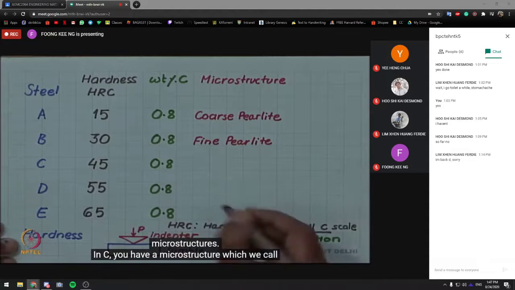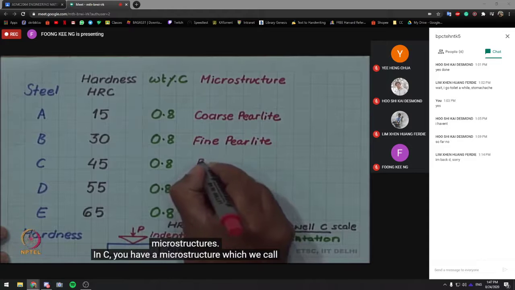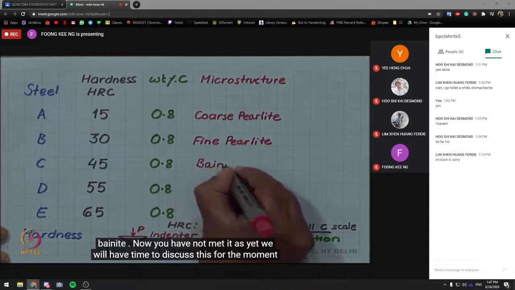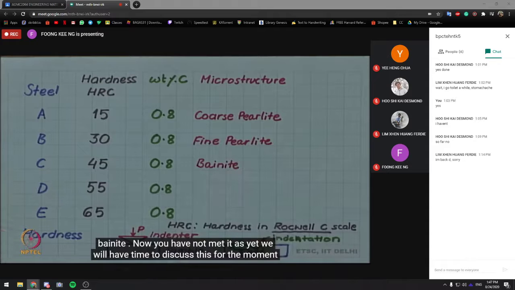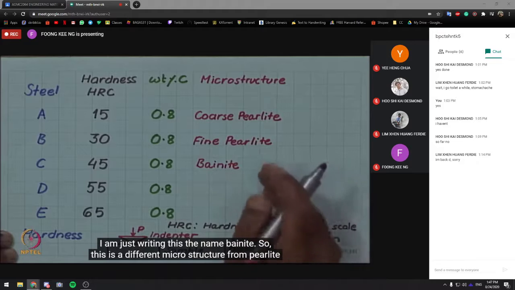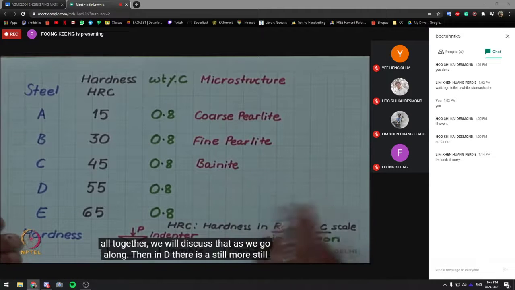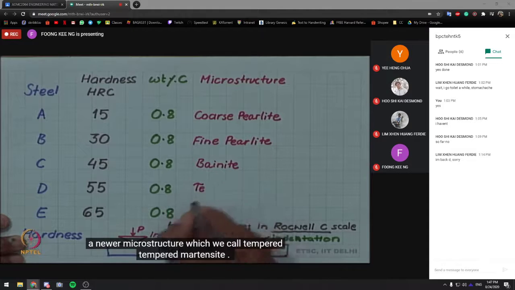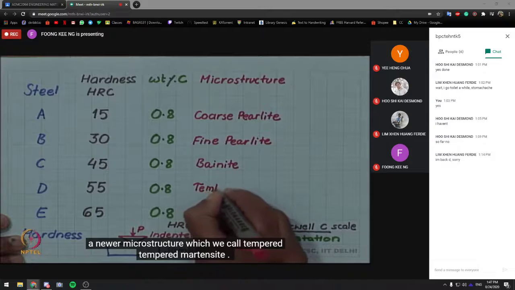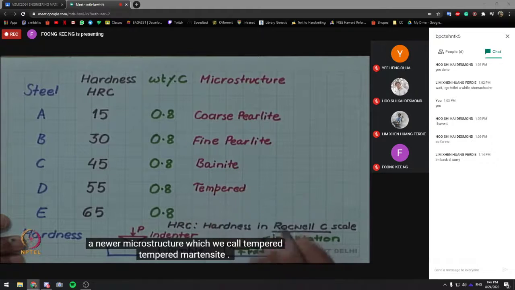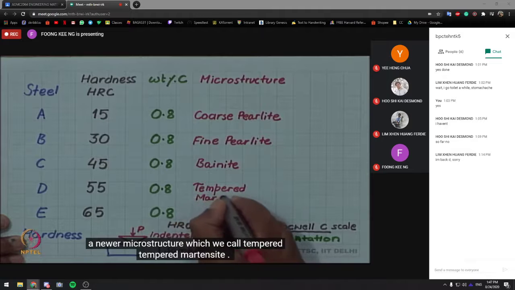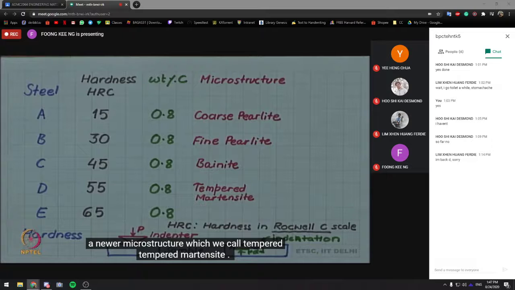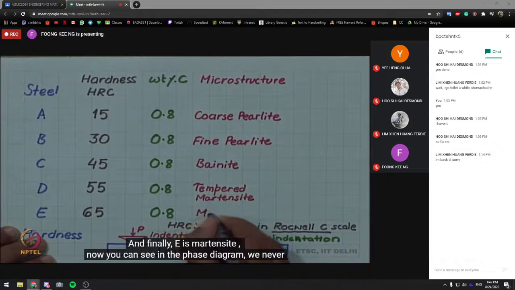In C, you have a microstructure which we call bainite. Now you have not met it as yet. We will have time to discuss this. For the moment, I am just writing this, the name bainite. So this is a different microstructure from perlite altogether. We will discuss that as we go along. Then in D, there is still a newer microstructure which we call tempered martensite. And finally, E is martensite.